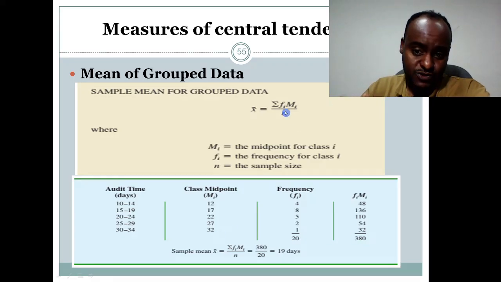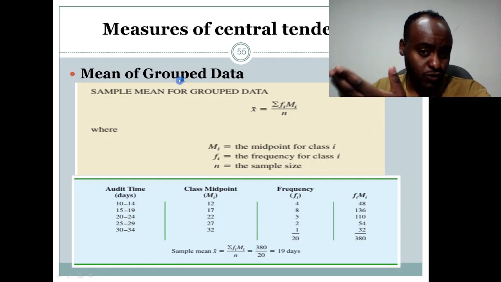Then, in order to get the sample mean for grouped data, the sample mean for grouped data will be the ratio of this by this. 380 divided by the number of observations.